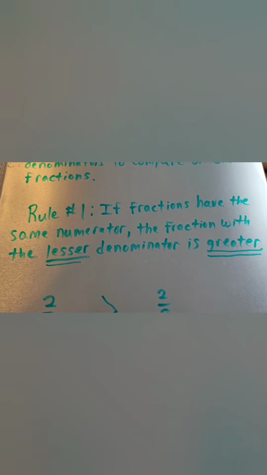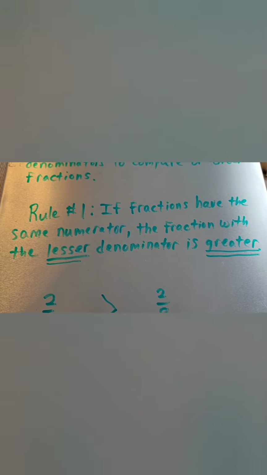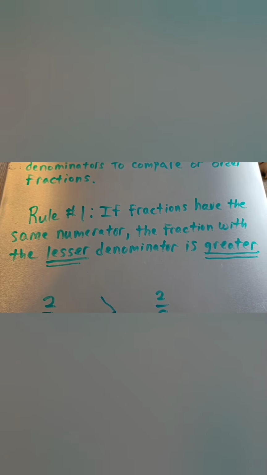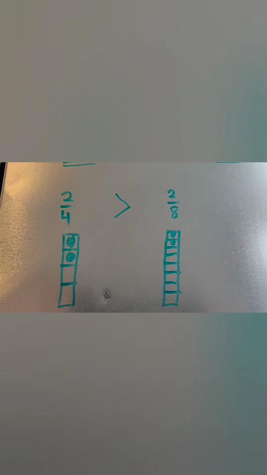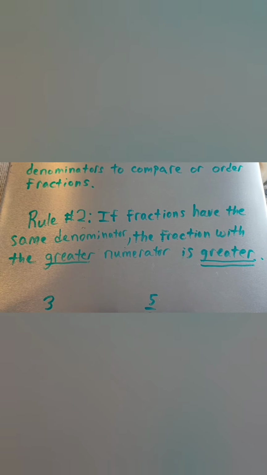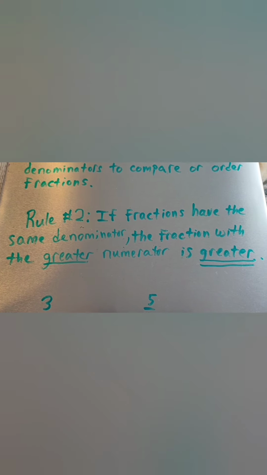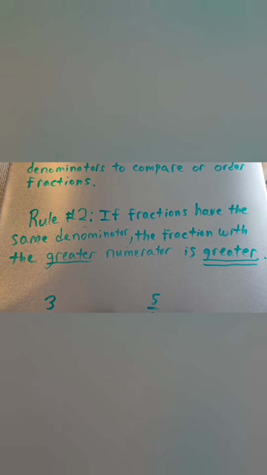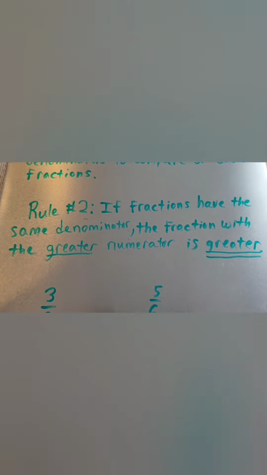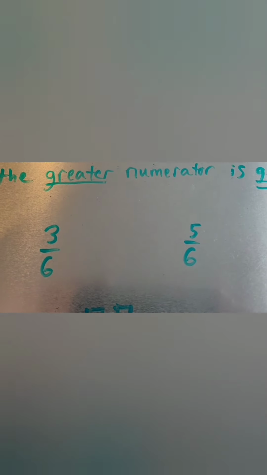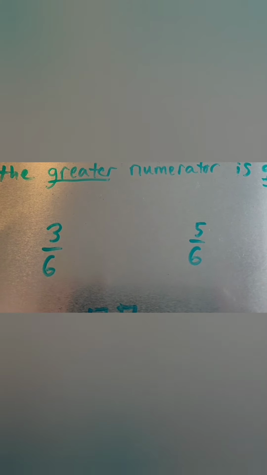Again, here's the rule. If fractions have the same numerator, the fraction with the lesser denominator is greater. So now we get to rule number 2. Rule number 2, if fractions have the same denominator, the fraction with the greater numerator is greater. Let's look at an example. 3/6 and 5/6. So they have common denominators.